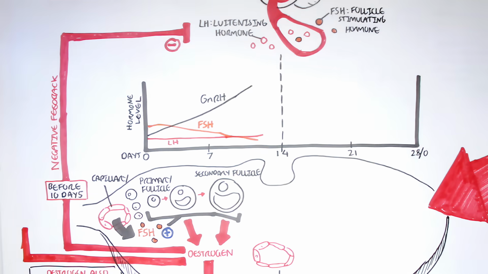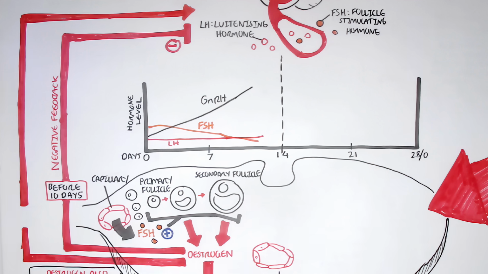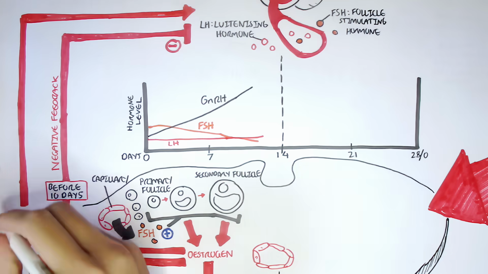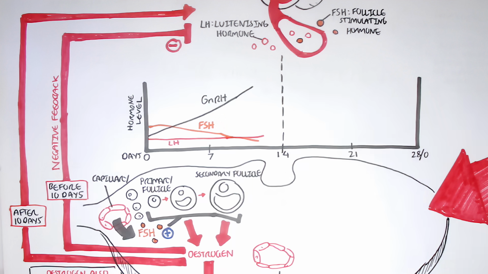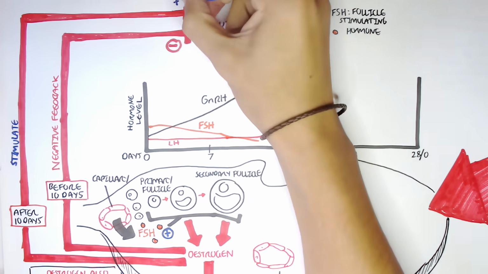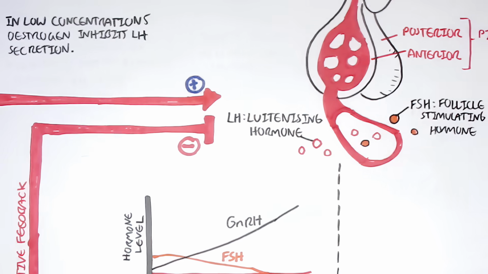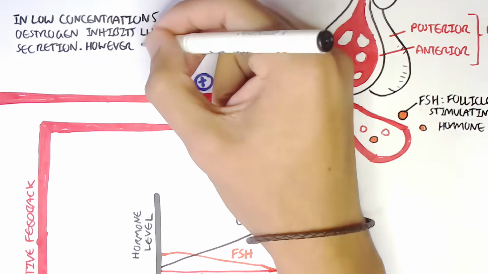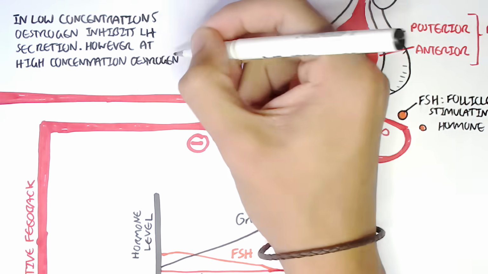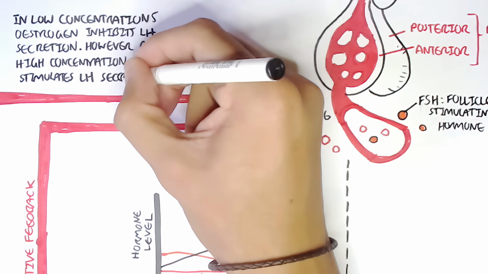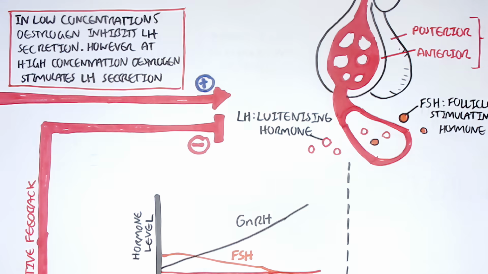Well, after 10 days, estrogen levels will continue to rise as the follicles mature in the ovaries. And as estrogen levels rise, it will have a positive feedback and stimulate the release of luteinizing hormone. So at low concentrations, estrogen will inhibit luteinizing hormone secretion. However, at high concentrations, estrogen will stimulate luteinizing hormone secretion.